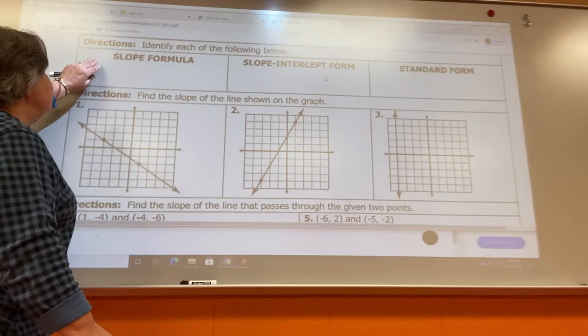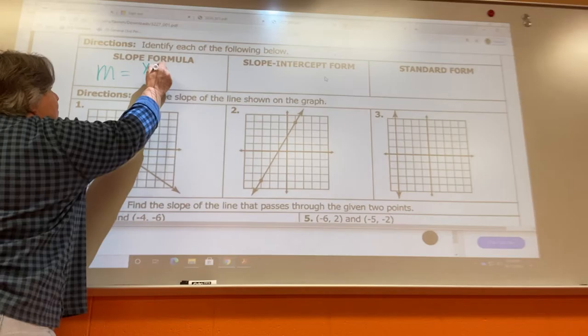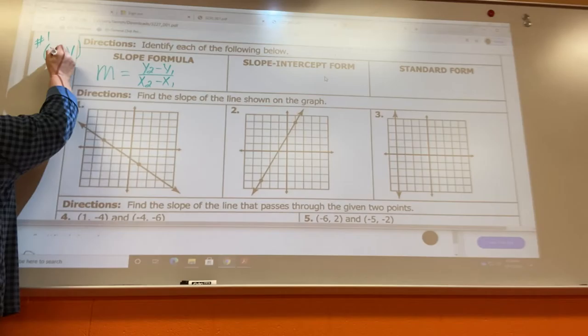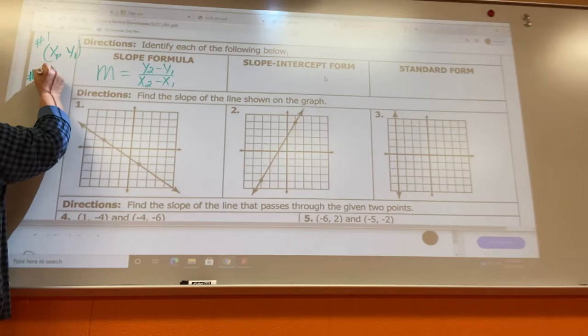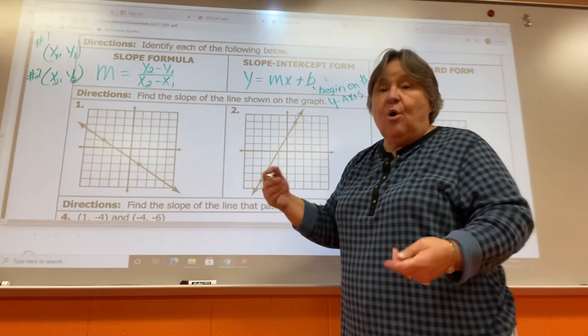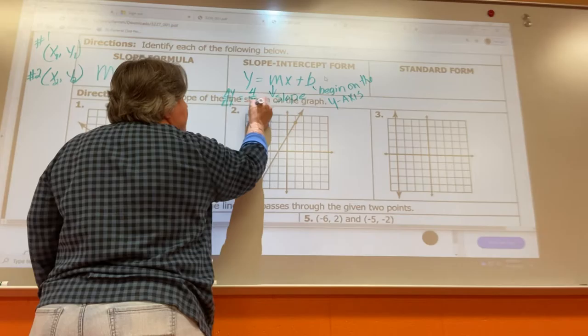The slope formula is m equals y sub 2 minus y sub 1 over x sub 2 minus x sub 1. Now, all that says is given 2 points. If I have 2 ordered pairs, x and y, that's 1 point, point number 1, then that's x sub 1, y sub 1. And if I have point number 2, the values x and y will be labeled x sub 2, y sub 2. We'll get to that when we get right down here.